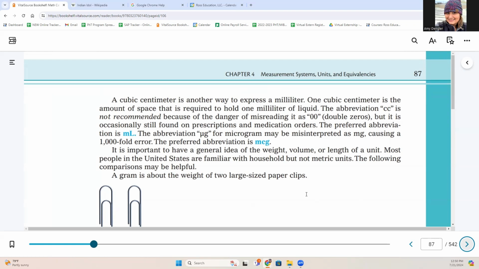The abbreviation MG for microgram may be misinterpreted as milligram, causing a 1,000-fold error. The preferred abbreviation is MCG. It is important to have a general idea of the weight, volume, or length of a unit. Most people in the United States are familiar with household but not metric units. The following comparisons can be helpful.